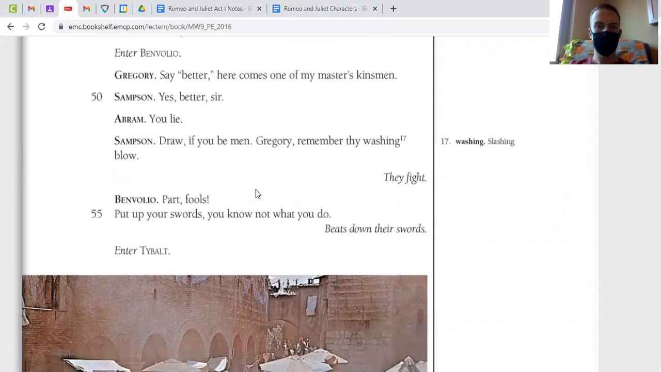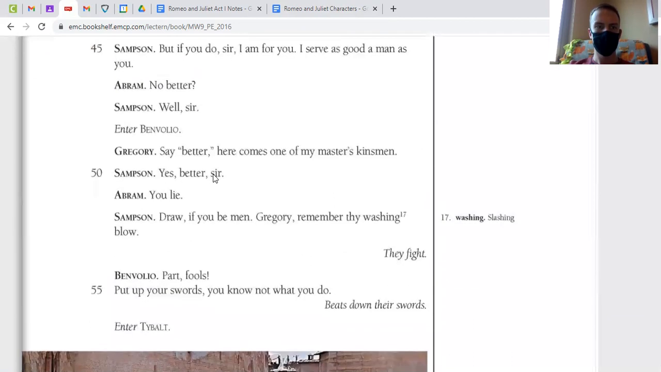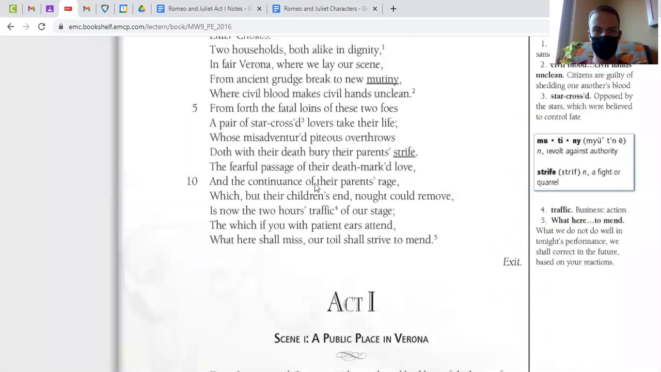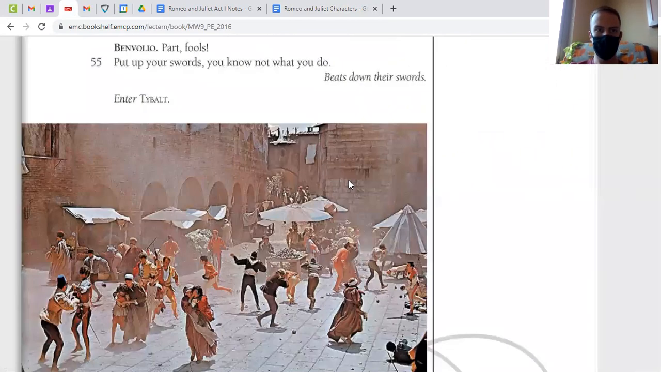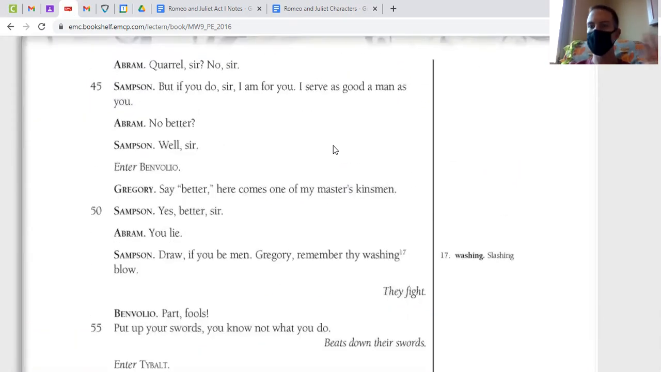I might have messed that up. Nope, that's right. Gregory, Samson, Abram. Hang on, let me double check. Of the house of Capulet. Yep. Okay, I apologize. I got kind of screwed up there.